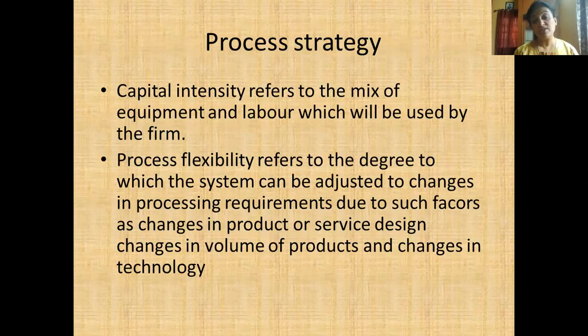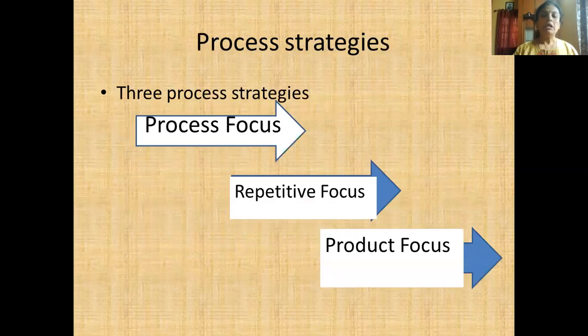What is this process strategy? Capital intensity refers to the mix of equipment and labor which will be used by the firm. Process flexibility refers to the degree to which the system can be adjusted to changes in processing requirements, due to such factors as changes in product or service design, changes in volume of products, and changes in technology. So for process strategies, there are three: process focus strategy, repetitive focus, product focus. So three types of focuses we are observing.